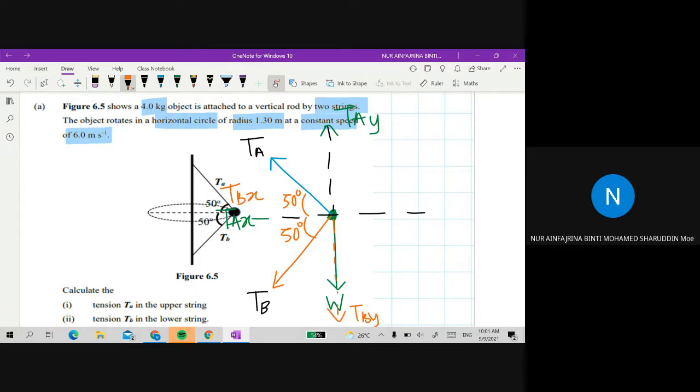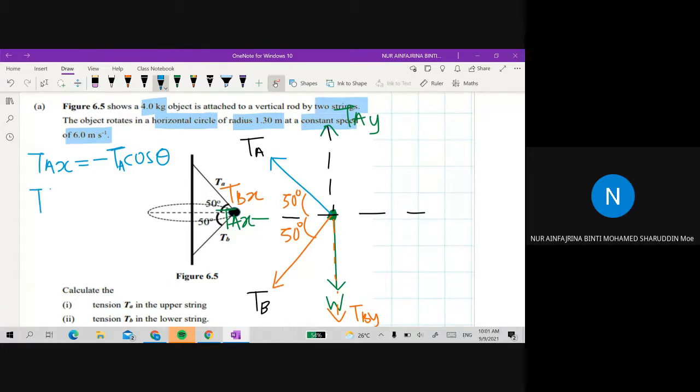Okay, nak resolve apa? Nak resolve TAX. Okay, TAX awak akan dapat apa? Anyone? Negative T cos theta. Very good. Negative T cos theta. TA. Make sure to put your subscript right sebab sekarang kita ada A and B. So subscript awak kena betul.